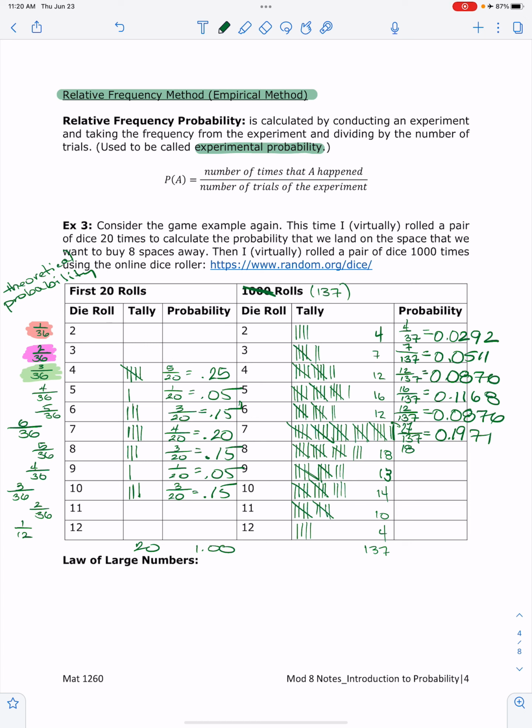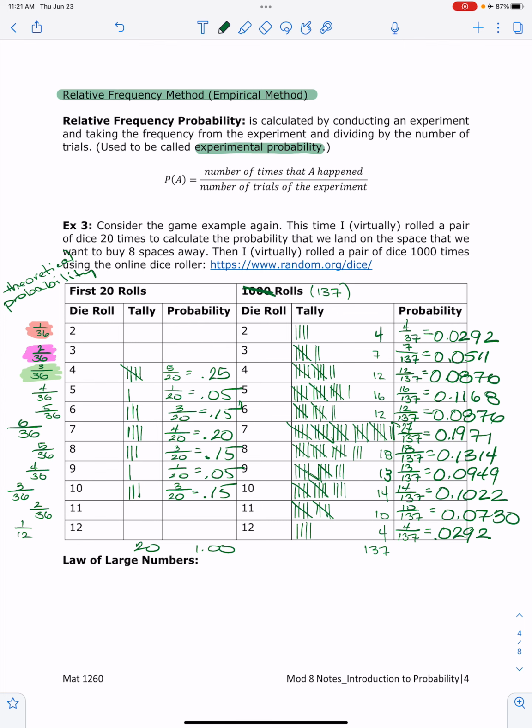0.1971, 18 over 137, 0.1314, and where are we, 14, .0292, just like with 2.